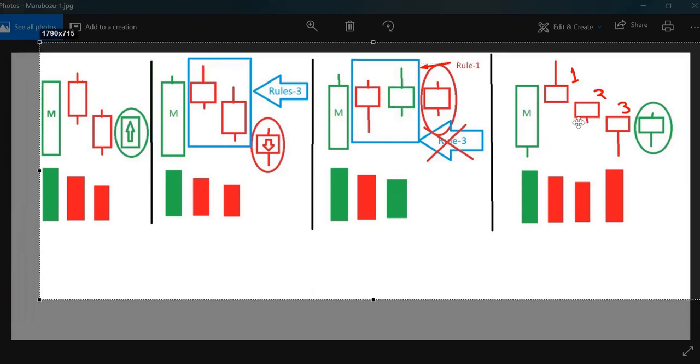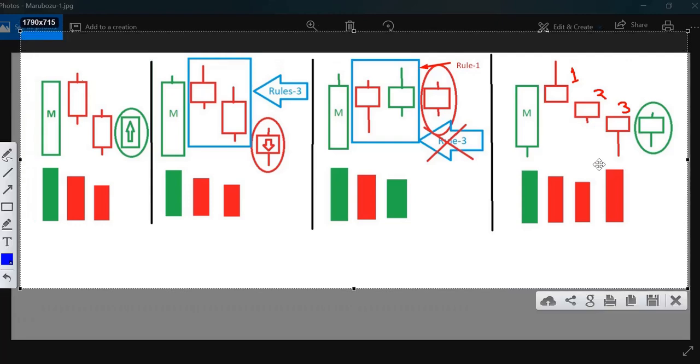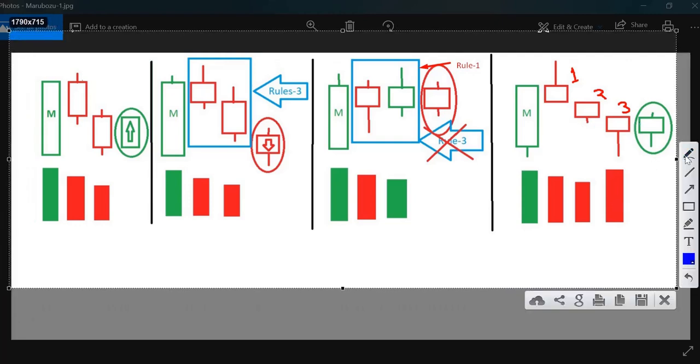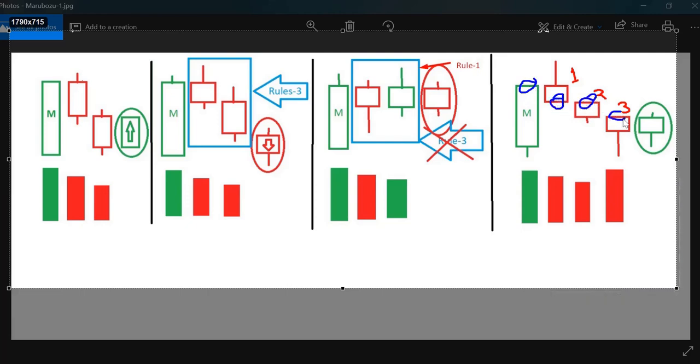Now come to the fourth picture. In this picture, this candle is a Marubozu, this candle is a Marubozu, and this candle is a Marubozu. The whole setup is full of Marubozu. Now we will apply the Marubozu rule. What does the Marubozu rule say? The Marubozu rule says: which party didn't enter? This is actually the Marubozu rule.